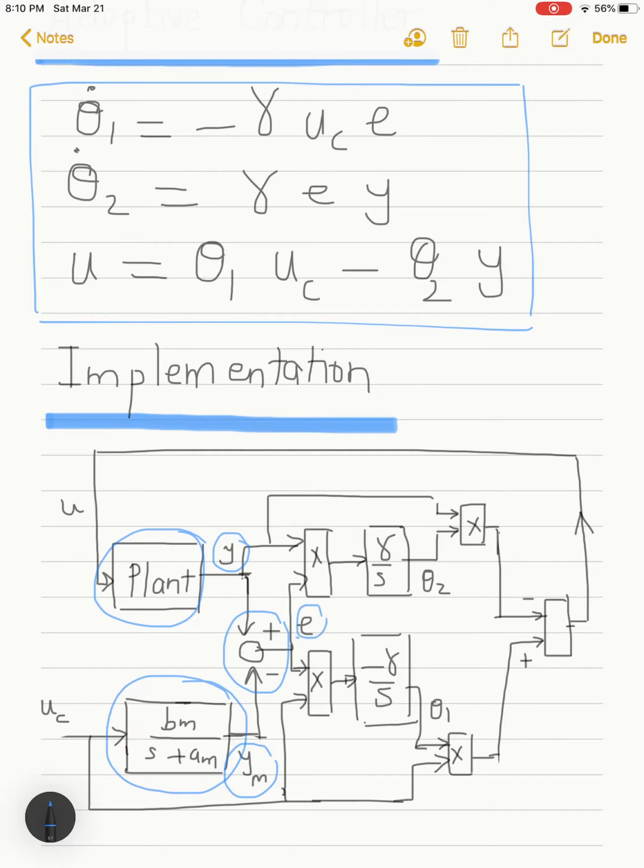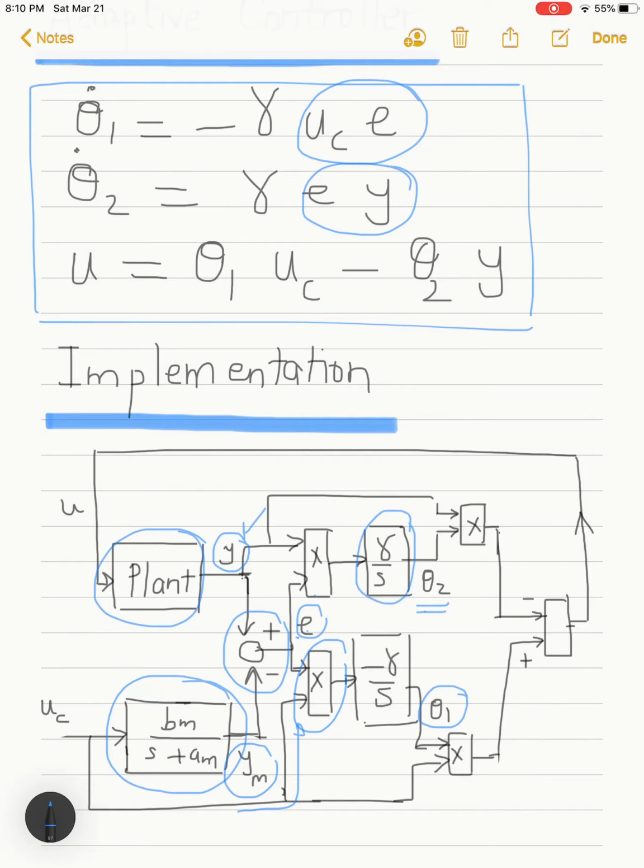Now I take this error signal and multiply it by uc as in here. So this is the multiplication. This is uc and this is the error. And if I multiply that by minus gamma over s, that would produce the value of theta 1. I will do a similar thing for the second equation. I have e times y. So this is e and this is y. This is the multiplication, and then I multiply that by gamma over s. So I integrate that, and the result would be theta 2.